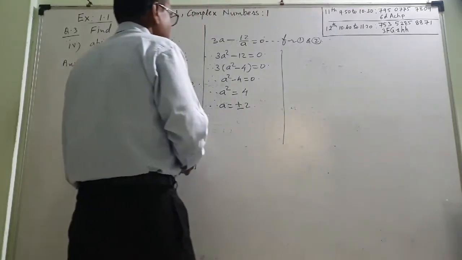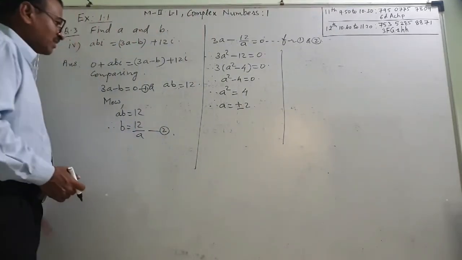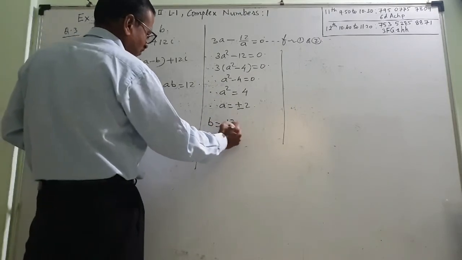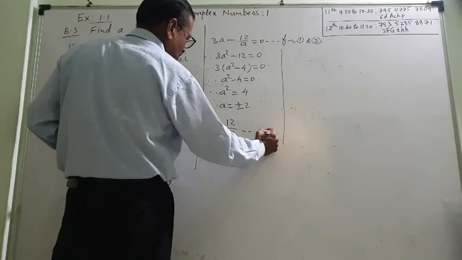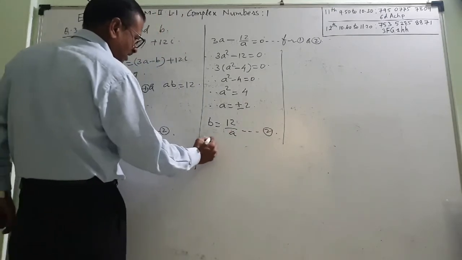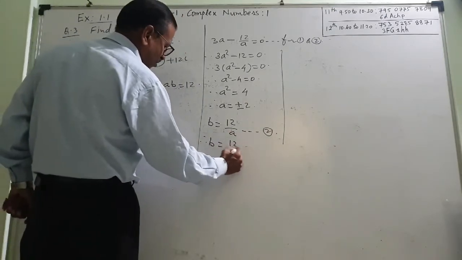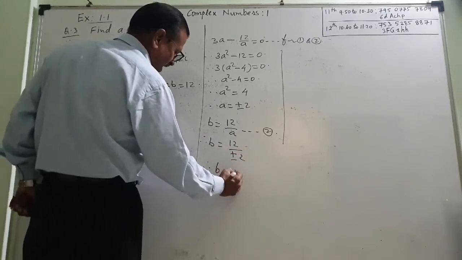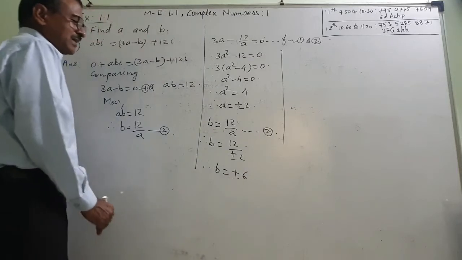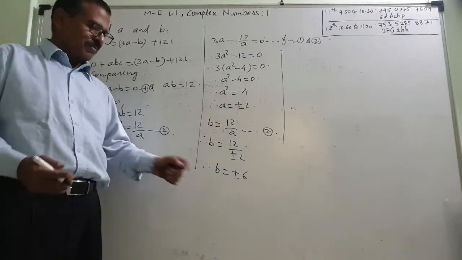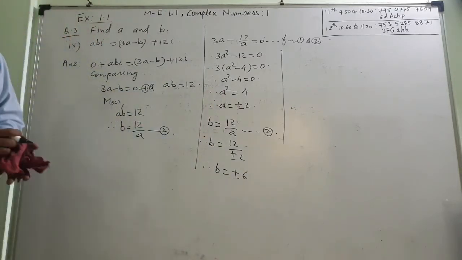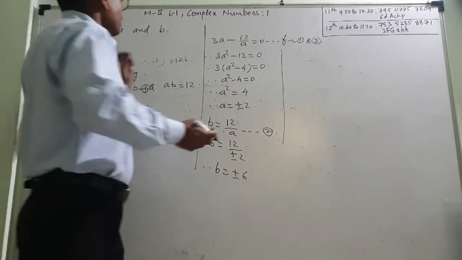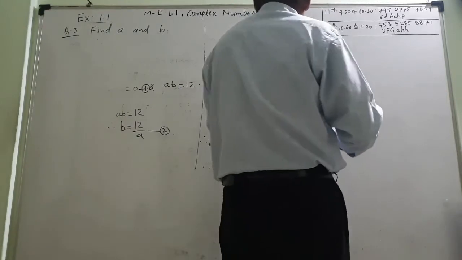Don't forget this. Now I want to find the value of b. b is equal to 12 upon a, from 2 I got. Therefore b is equal to 12 upon plus or minus 2. Therefore b is equal to plus or minus 6. So the answer is a is equal to plus or minus 2 and b is equal to plus or minus 6. So this should be the answer. I was going to leave this, but this has become an important question.